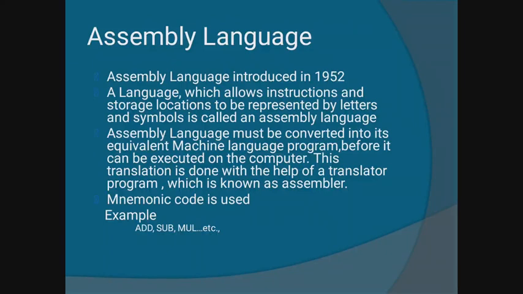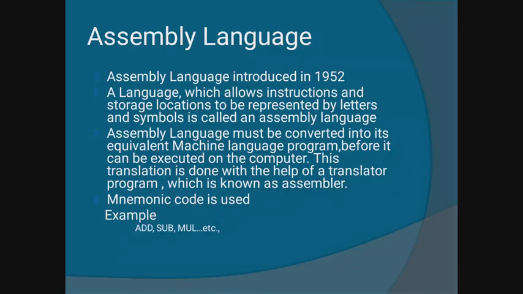Next we are going to see the second type of language, assembly language. This assembly language was introduced in the year 1952. It is a language in which instructions and storage locations are represented in the form of letters and symbols. We are going to study letters and symbols in the assembly language. Assembly language cannot be directly understood as machine language. It is not a machine language.